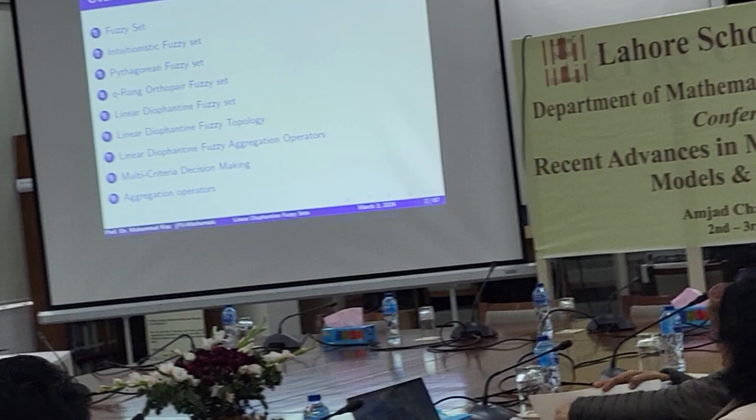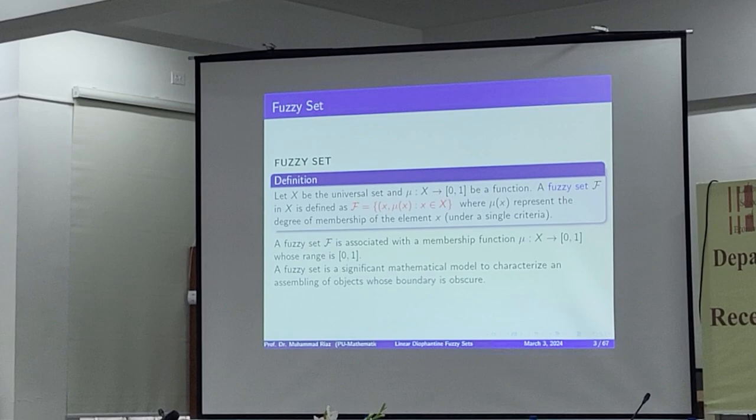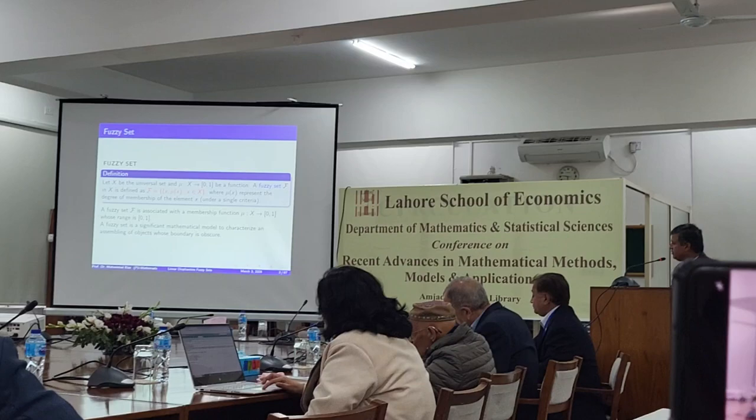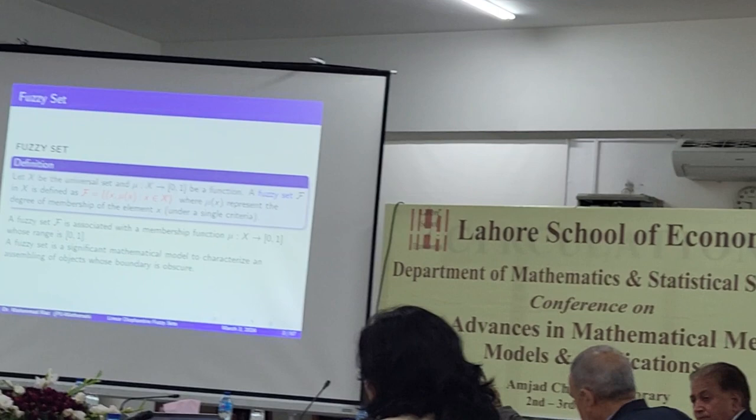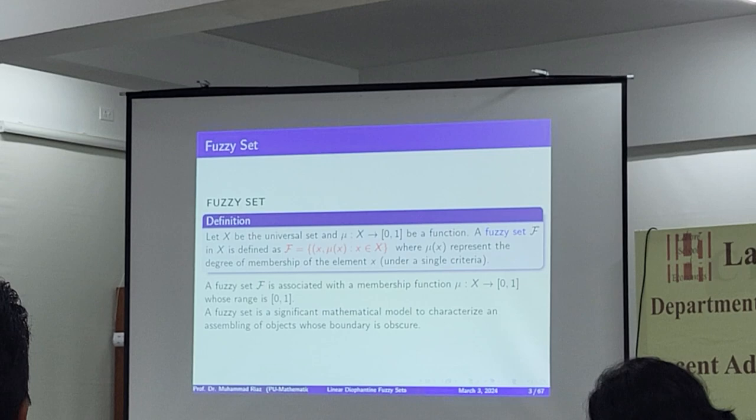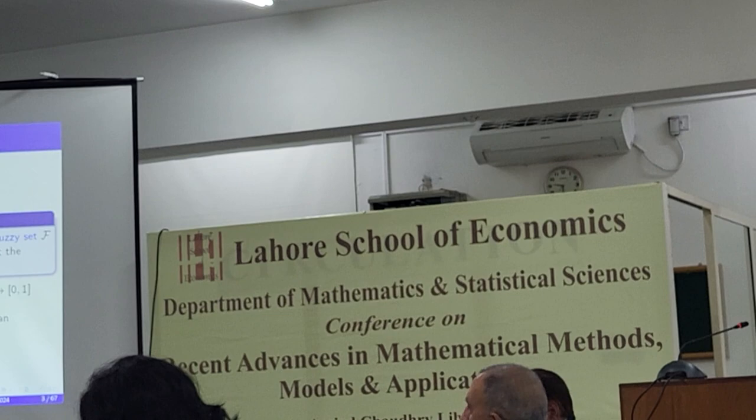So a fuzzy set is simply represented by a membership function, and the membership function is a mapping from X to the closed interval 0,1, where X is the universe of discourse. We can say this is the set of objects or the set of elements under consideration, and the closed interval 0,1 you can say is the co-domain or the range set.